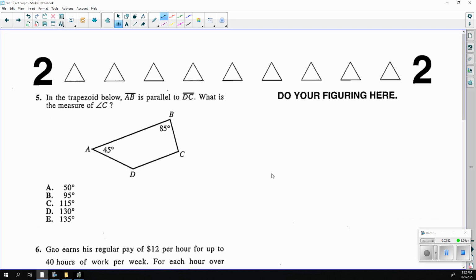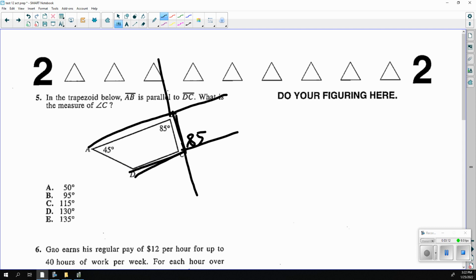Second page. This one's tricky. AB is parallel to DC. So the transversal is right here. If you extend that whole picture, you would know that the alternate interior right here is 85, and we are supplementary, so it would be 180 minus the given 85, which is 95, B.